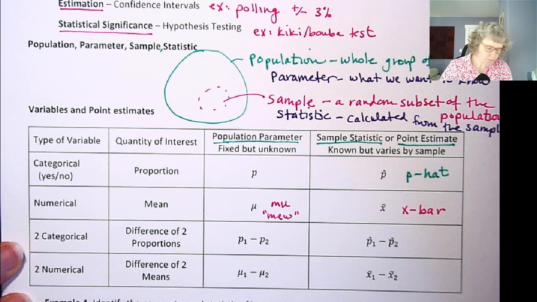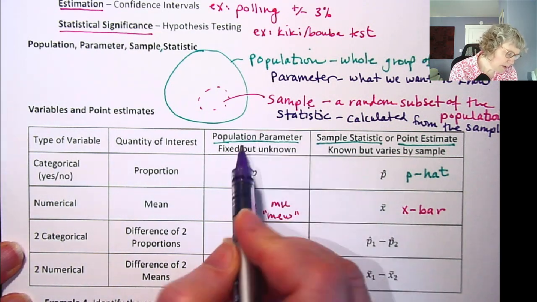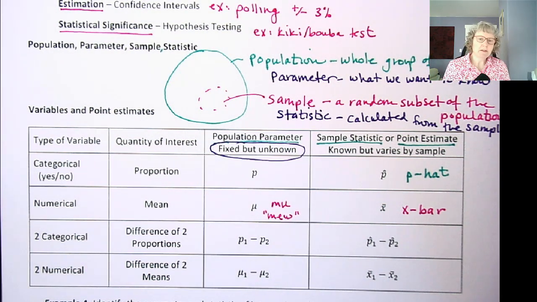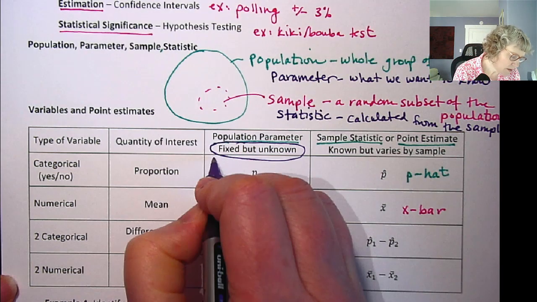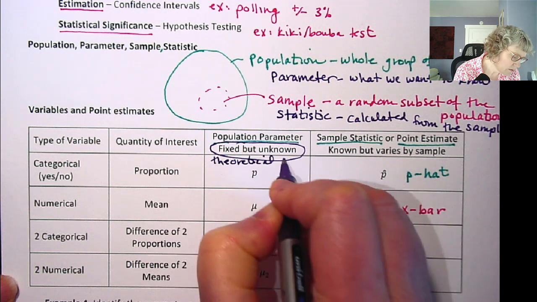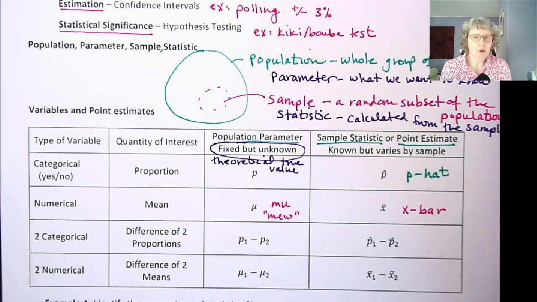Okay. So another thing I want to mention about these parameters and statistics. So the population parameter is fixed. So keep in mind that is what it is, right? So we could also call this the theoretical true value. I'm saying theoretical because we usually don't know it. That's why we're doing statistics in the first place, right? But it is what it is. It's not moving. It's a fixed value, okay? But we don't know what it is.